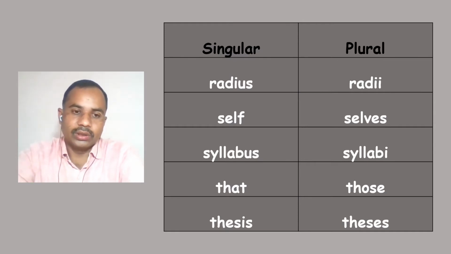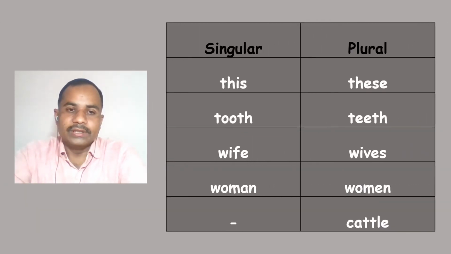Again we have that and those as a plural. Then we have thesis, and it's like analysis. We have thesis and theses, analysis and analyses. Again we have this and these. So this book and these books. Again we have tooth and teeth, an internal vowel change. Wife and wives I already discussed. Here I have taken the example of woman. Why? Because it's not about how it becomes plural, but again you have to see the pronunciation. Woman, women. We have an internal vowel change, but the pronunciation changes too.